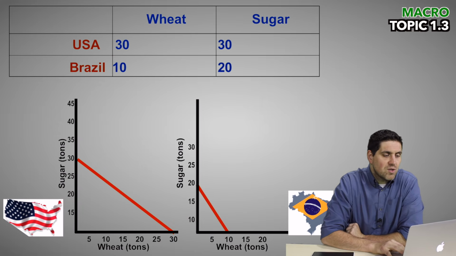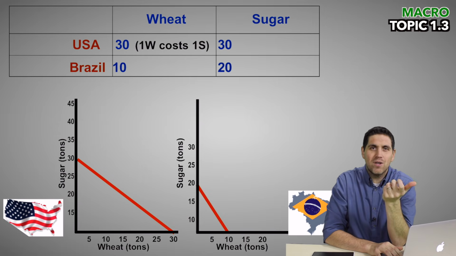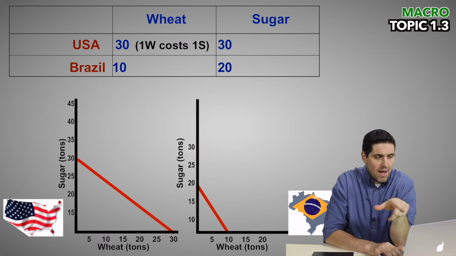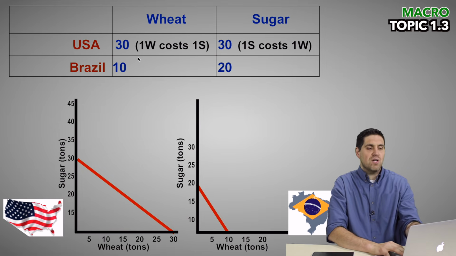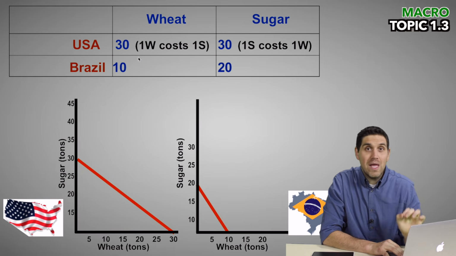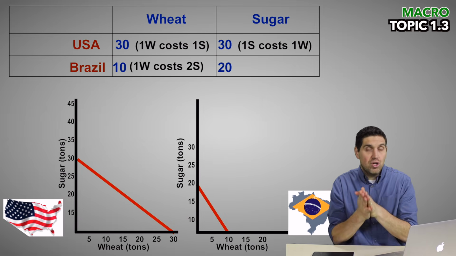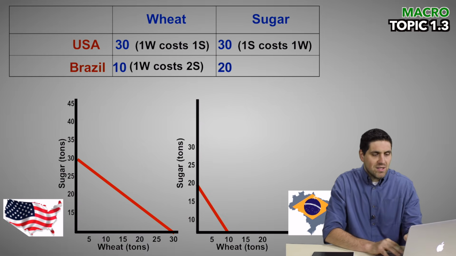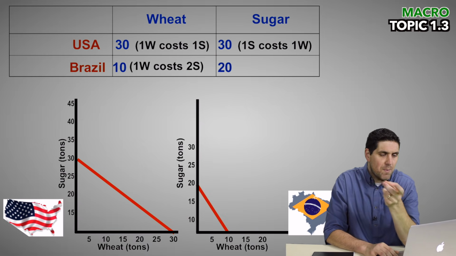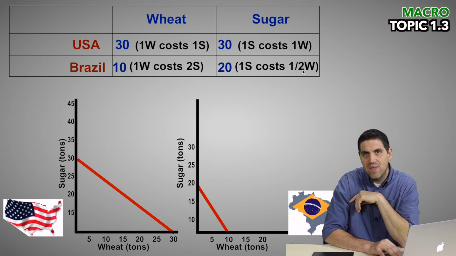For the U.S., 1 wheat costs 1 sugar. If they produce 1 wheat, they're giving up 1 sugar. That's their opportunity cost. For the U.S., 1 sugar costs 1 wheat. That's an easy one. Now, here's my question. For Brazil, how much does each 1 wheat cost? Well, the right answer is 2. 1 wheat costs 2 sugar. It's 2 sugars they could have produced, but they can't produce it when they're producing wheat. And on the other side, each one of the sugar is the reciprocal, it's 1/2. So if they produce 20 sugar and they could be producing 10 wheat, each one of the sugar costs 1/2 a wheat they gave up.